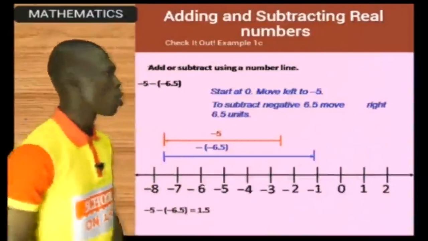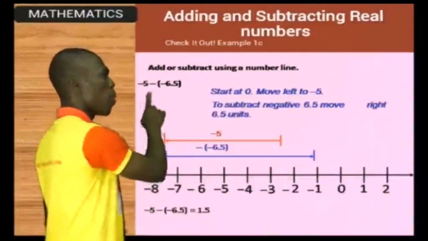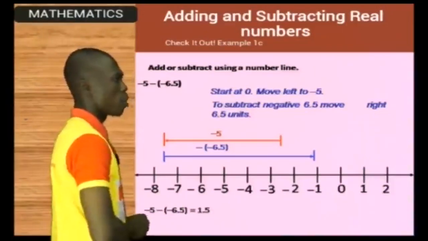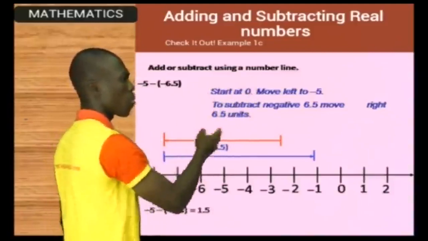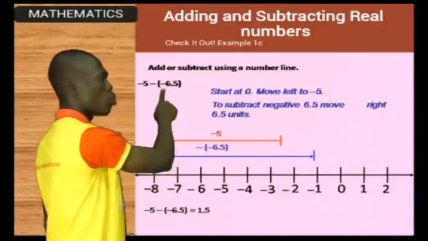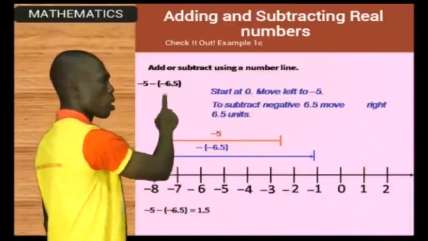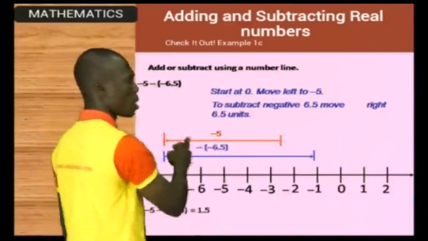All right, let's look at this one also. Add or subtract using a number line. Minus 5 minus 6.5. So you start again, move to the left, minus 5, and then again. If you look at minus and minus again, like we do in our normal algebra, in parentheses, this will change to positive. So from that point, your minus 5 is taking you here.